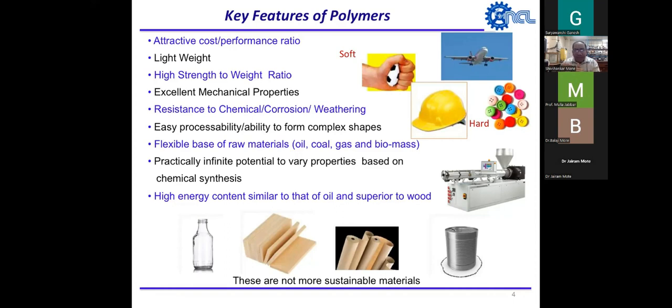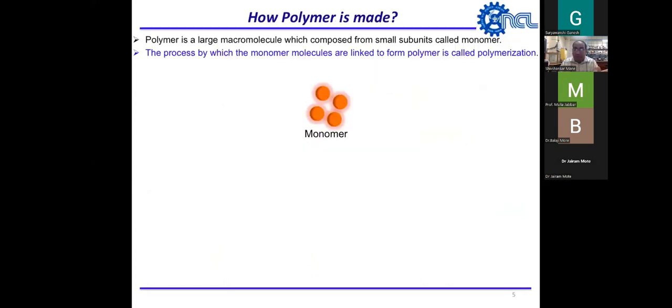Then it's very easy and flexible raw materials, and abundantly available from oil industries as well as coal, gas and biomasses. It contains high energy content similar to oil and superior to wood. That's why people nowadays prefer most of the polymeric materials rather than wood and metals. So these are the key features.